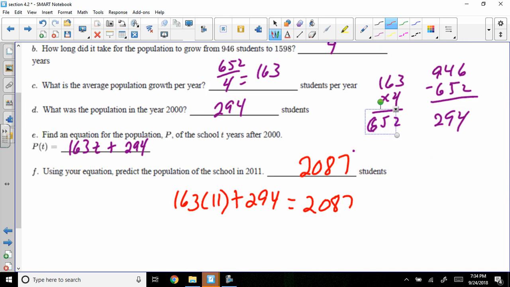Anybody know when they start looking at building new schools? Anybody know? When you have reached 80% capacity, that's when they start planning for new schools. 102%? No, that'd be a little too late. But they start looking at it at 80% capacity.